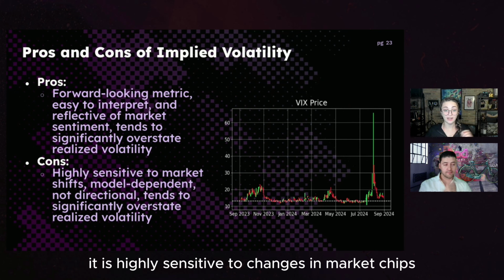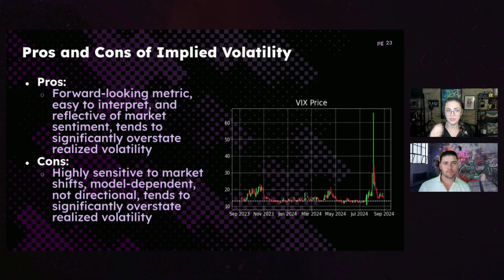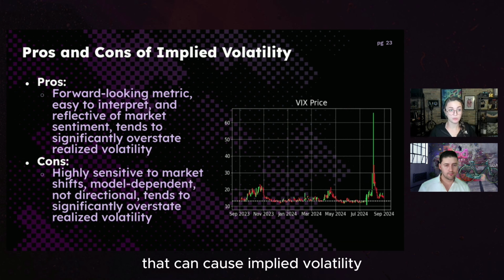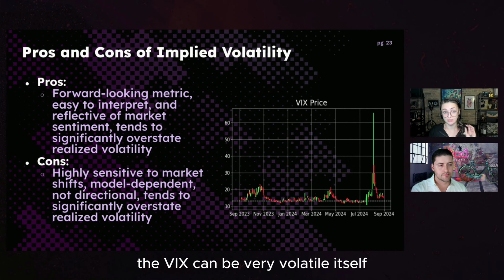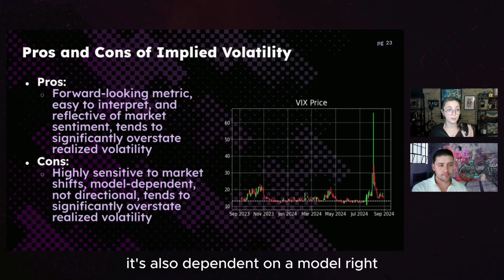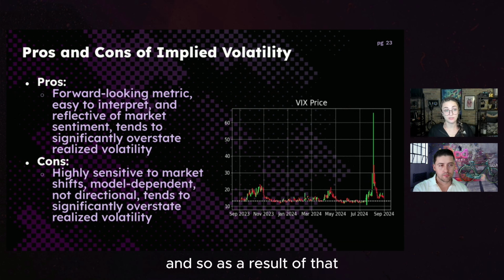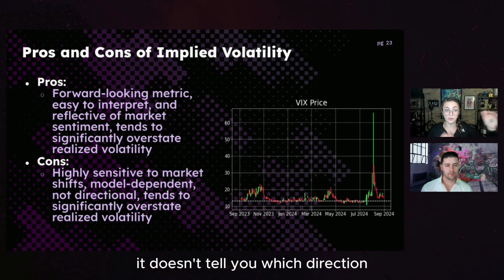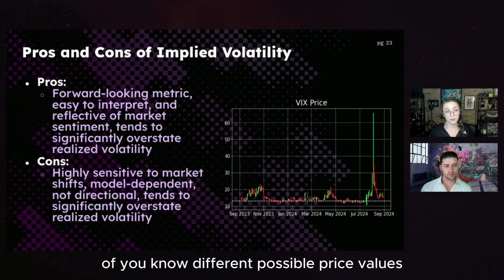The cons are that it is highly sensitive to changes in market shifts, because again, it's a map of investor psychology almost. So if investors freak out, even if the market is not moving very much, that can cause implied volatility to spike very significantly. So it is very sensitive. We see that with the VIX all the time. The VIX can be very volatile itself. It's also dependent on a model, right? So there are assumptions that certain models make. And as a result, because implied volatility is model dependent, if there are flaws in the model, there can be flaws in the metric. So that's another one. It's not directional. It doesn't tell you which direction the risk is really in. It just gives you a range of different possible price values.